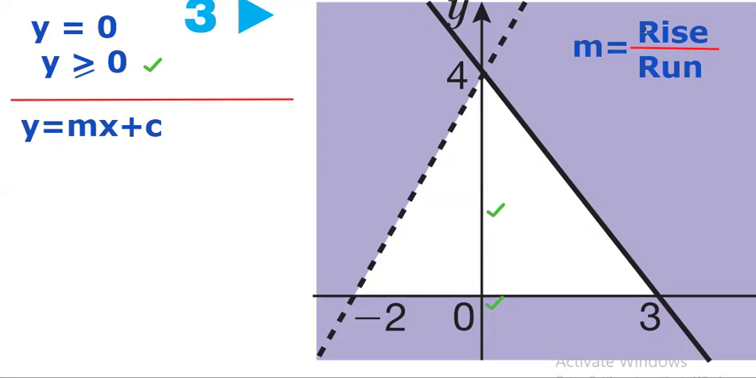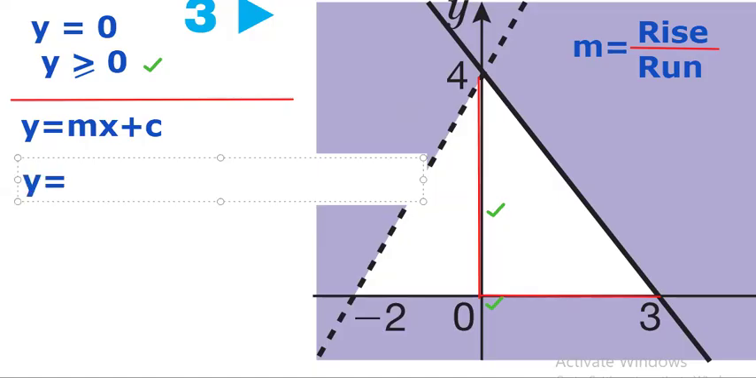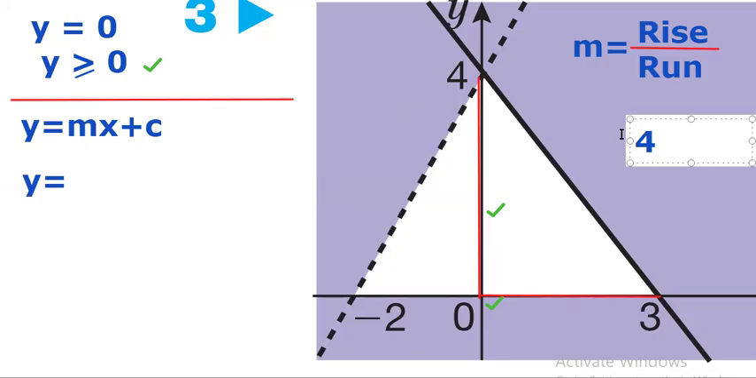So the gradient will equal rise over run. Now the rise starts from here, so it's going to be 4. And the run is 3. So it's going to be 4 over 3. Now, when you write the equation, you'll write y equals, like this. As we said, the gradient is 4 over 3. You can write it here. 4 over 3.